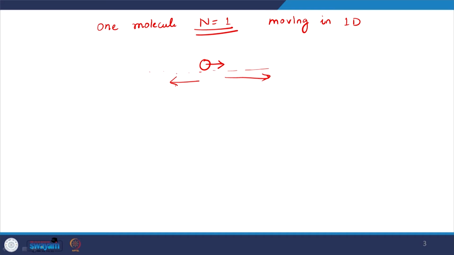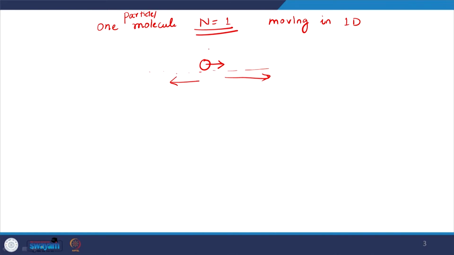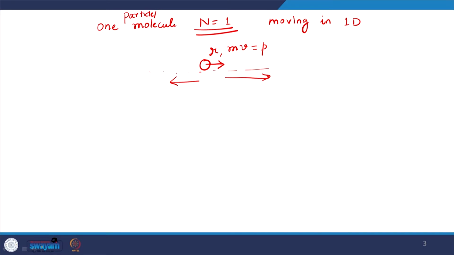So, how will I characterize this molecule, or I have been using the word particle because it can be an atom or a collection of molecules. We will come to these things later, but for all that we are discussing, we are referring to it as a particle. So, I can characterize this by its position, let me call it r, and its momentum. Now the momentum is in terms of only one component because it can only go in one direction, right. So, there is one momentum and one position variable characterizing this particle.